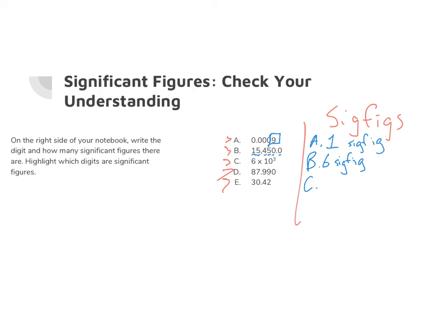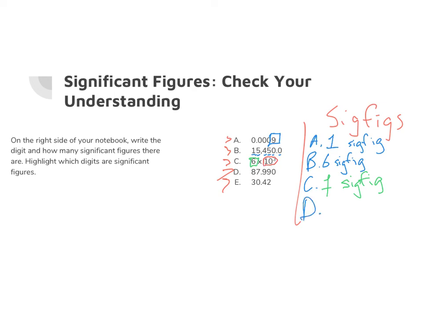C, part C. How many significant figures do we have here? 6 times 10 to the 3. How many? Let's count them again. We have 1. We just have 1 here. 10 to the 3rd is just our order of magnitude. It's just the order of magnitude, folks. It does not count as a significant figure.